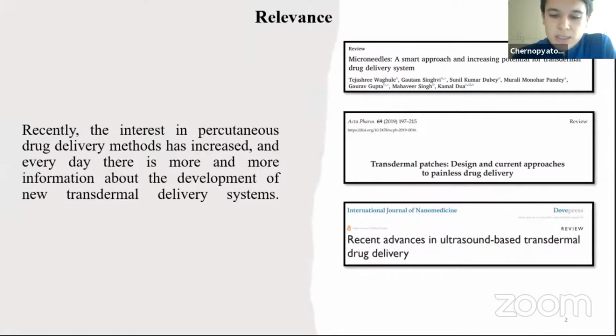Recently, the interest in percutaneous drug delivery methods has increased, and every day there is more and more information about the development of new transdermal delivery systems. Actually, the development of new ways to deliver drug molecules through the skin not only improves the characteristics of the drug in terms of efficacy and safety, but also contributes to the patient's adherence to treatment.